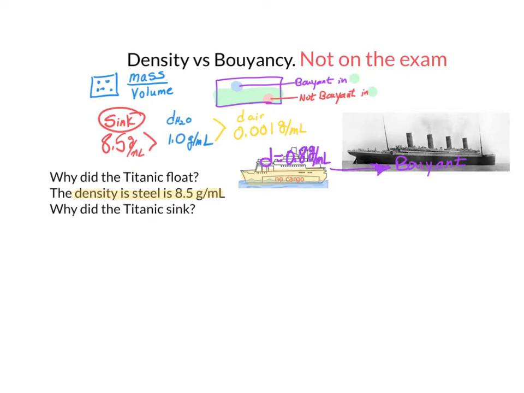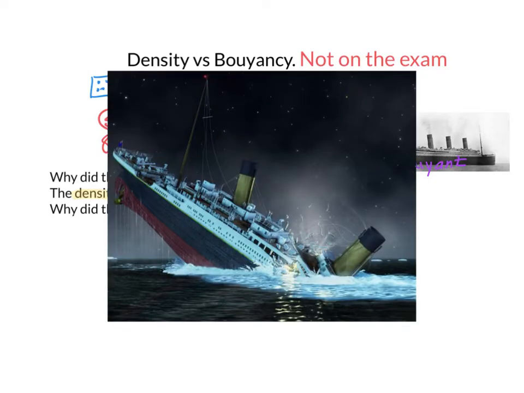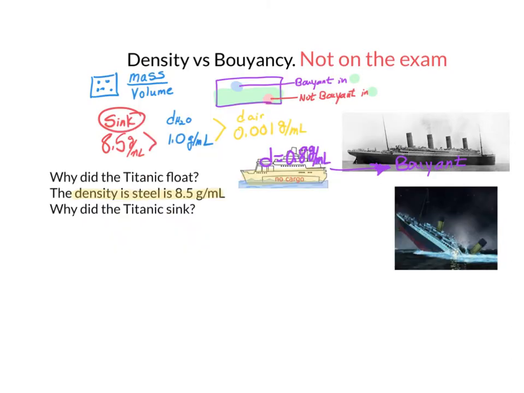And now the second half of the puzzle. So why did the Titanic sink? Of course, everybody knows because it hit an iceberg and it sank because of that. But why did hitting an iceberg make the Titanic sink? Okay, you might say, well, of course, it filled with water. So what does that have to do with density and buoyancy?